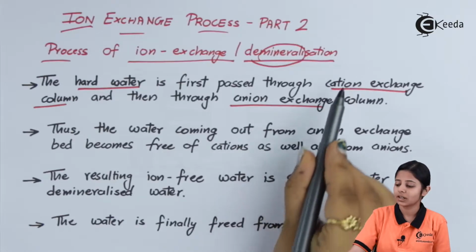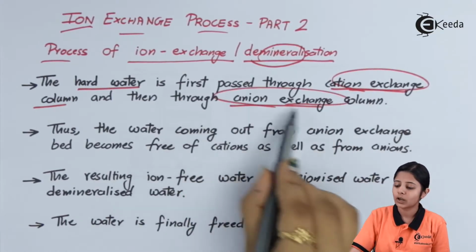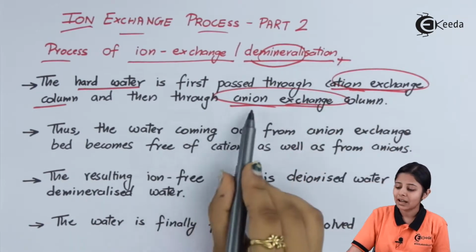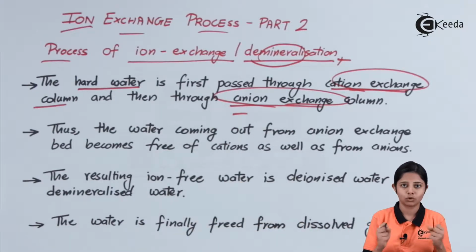Let us first see what exactly these columns are, the cation exchange and the anion exchange. Cation stands for positive ion and anion stands for negative ion. Now there can be two types of ions when a salt dissociates. For example, let us take NaCl.